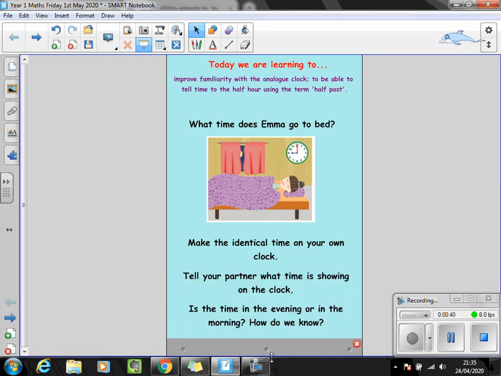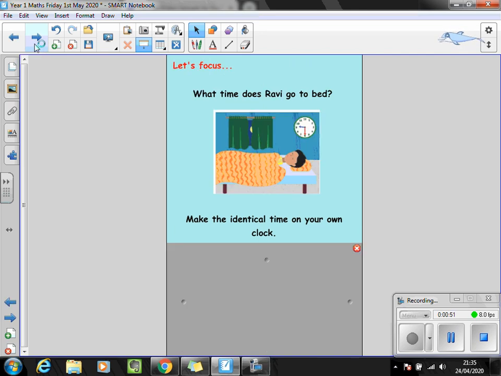Is the time that Emma goes to bed in the evening or in the morning? How do you know? Use the picture to help you. Now have a look at the picture of Ravi. What time does Ravi go to bed? Can you make the same time on your clock? Talk to your adult. What is different about this time compared to the time that Emma went to bed?